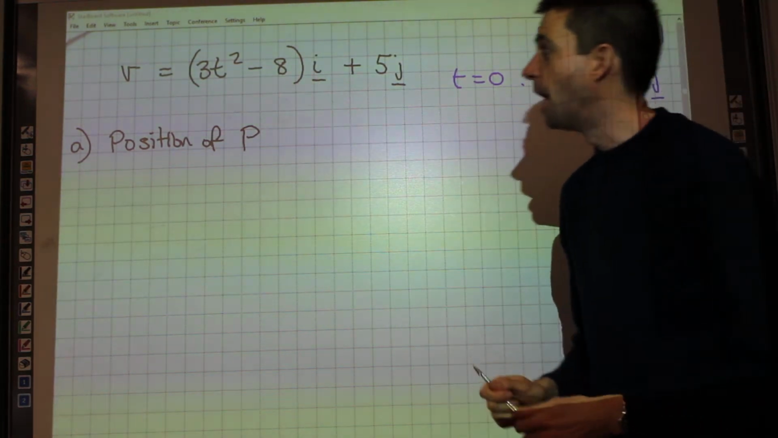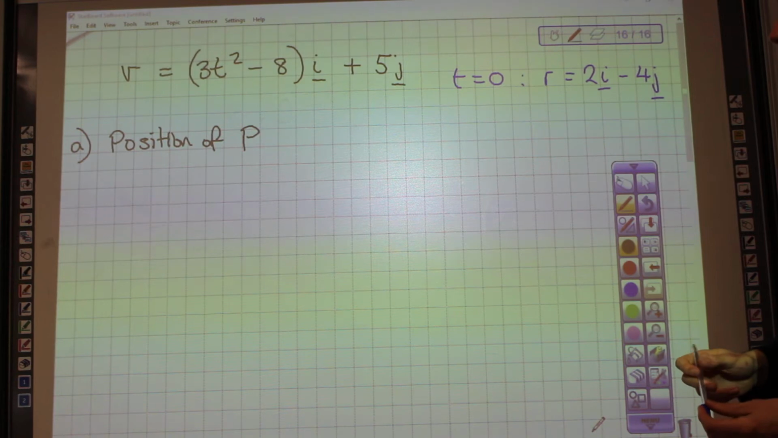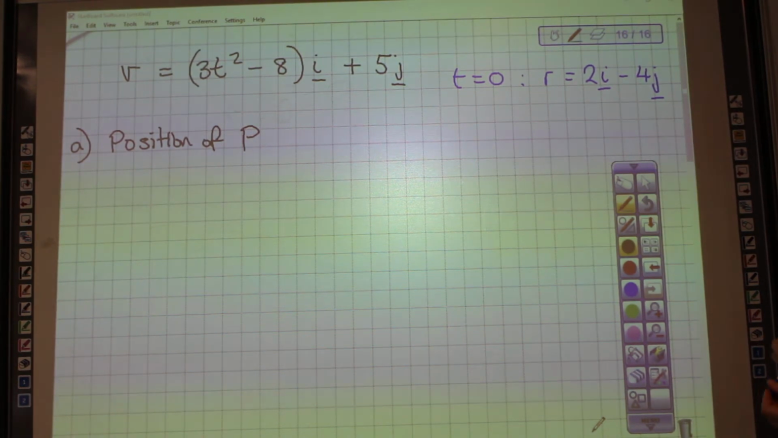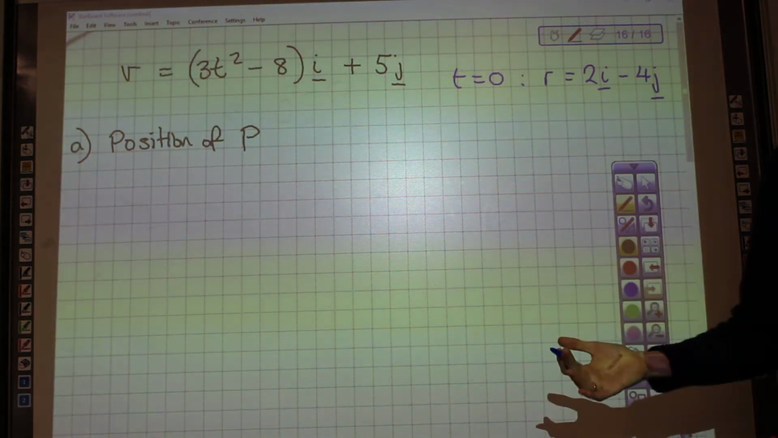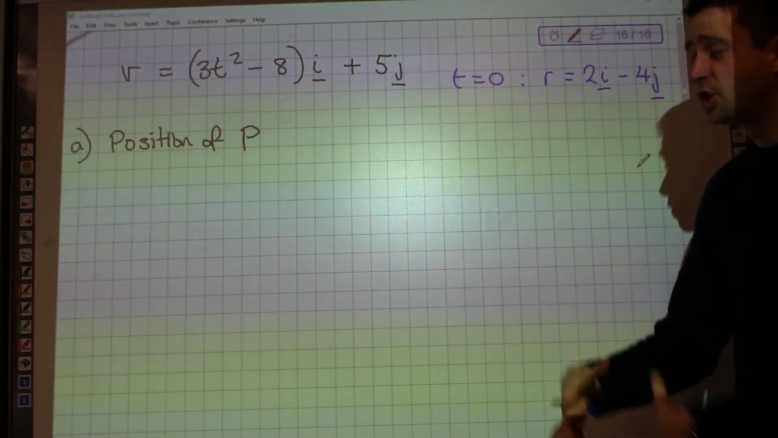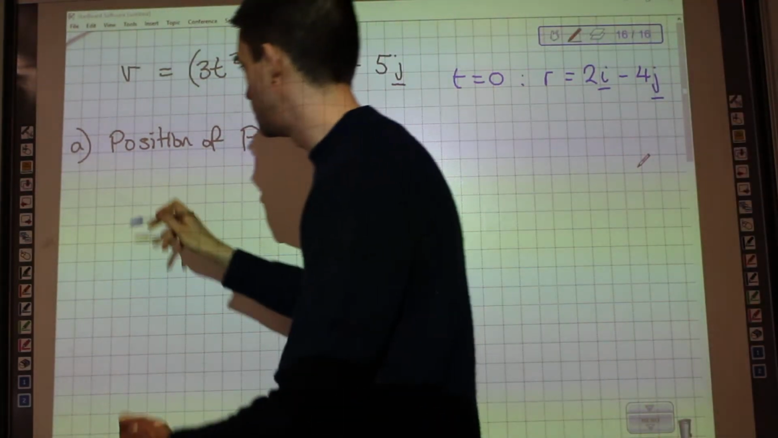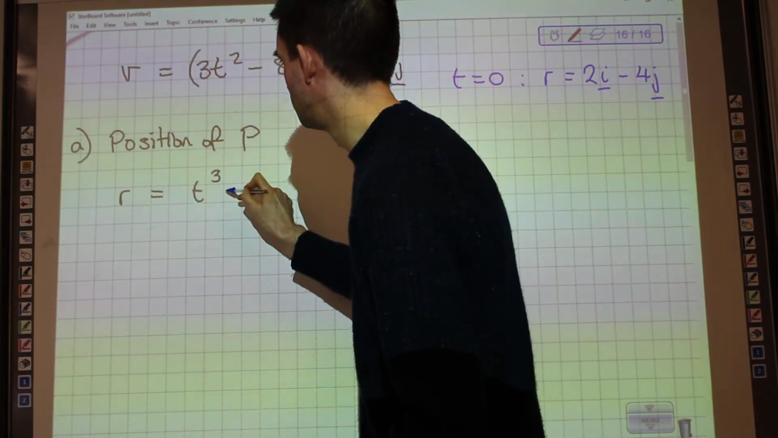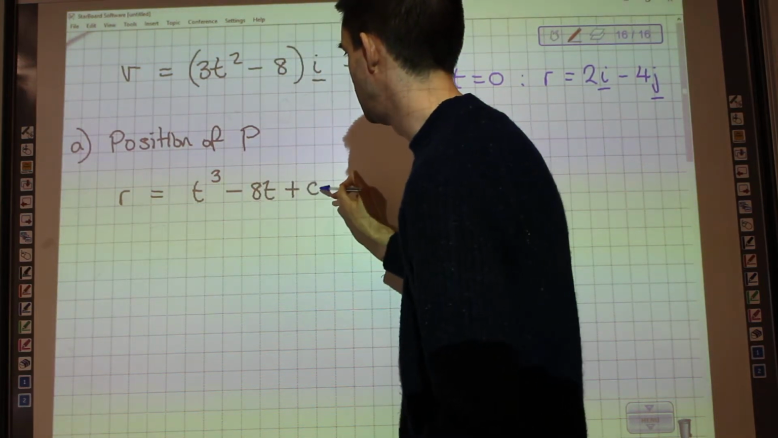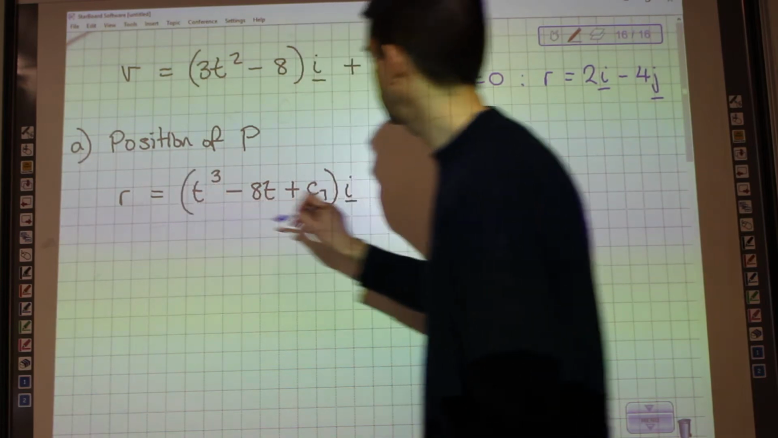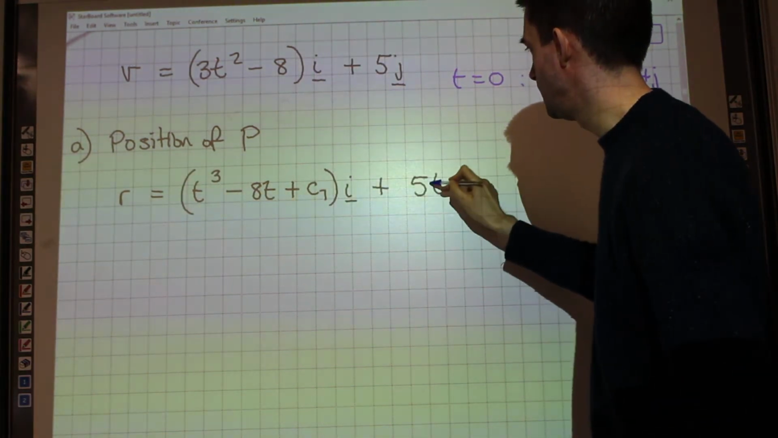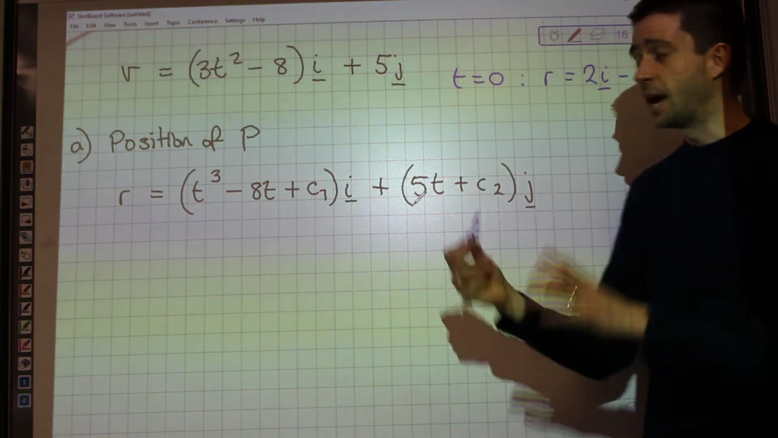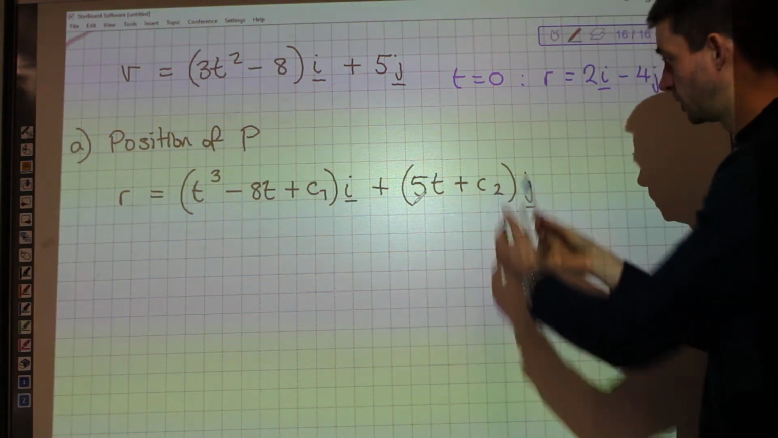I've got that velocity is (3t squared minus 8)i plus 5j, and that when t is 0, the position was 2i minus 4j. Right, by now we know that if you have velocity and you want position, you need to integrate, so I'm not going to write that bit down, I'm just going to do it. So I have that r is equal to (t cubed minus 8t plus c1)i plus (5t plus c2)j. Remembering that you get a constant of integration for i and a different constant of integration for j.